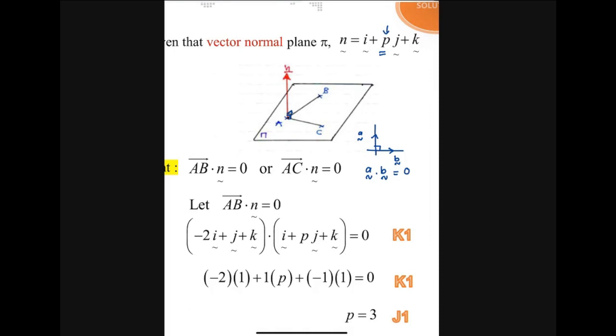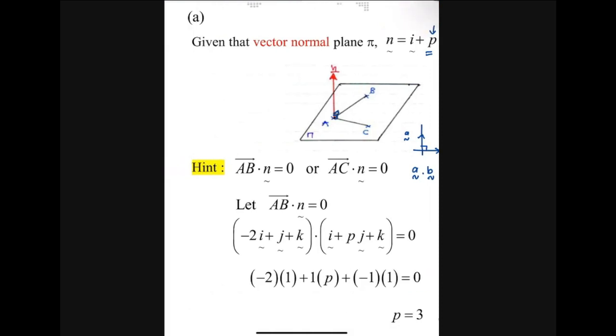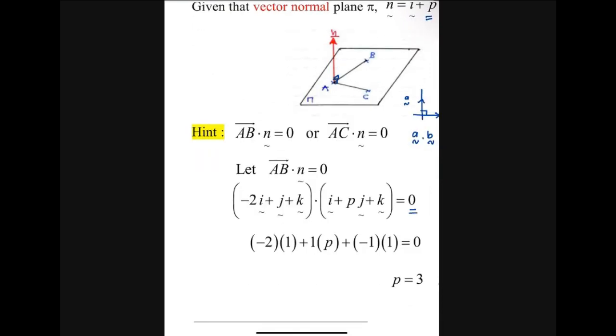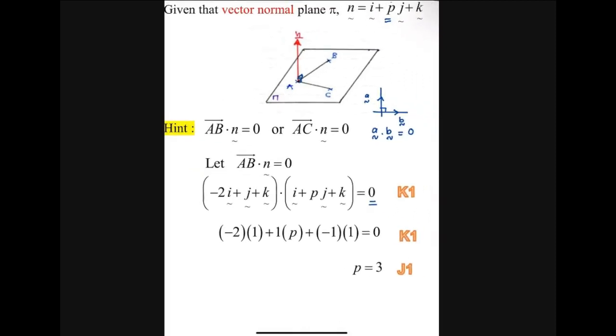So in this case, I find direction vector AB. So we have negative 2i plus j plus k. Then I dot with our normal vector just now, i plus pj plus k, and equate this to 0. It must be equal to 0, because that is the concept of perpendicular vectors. That goes our first mark. Then perform the dot product between those two vectors. So remember, vector i we dot with vector i, then j with j, k with k. Just take the constants, ignore the vectors. That's how we get negative 2 times 1 plus 1 times p plus negative 1 times 1 equal to 0.